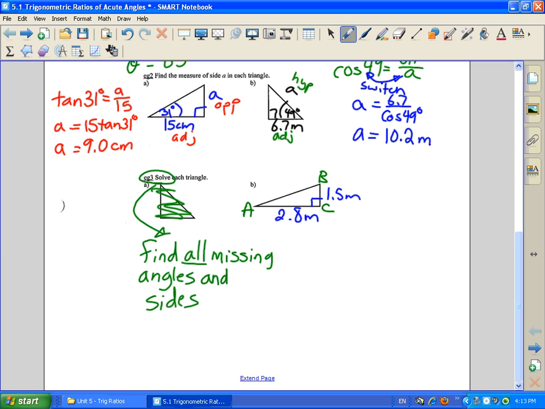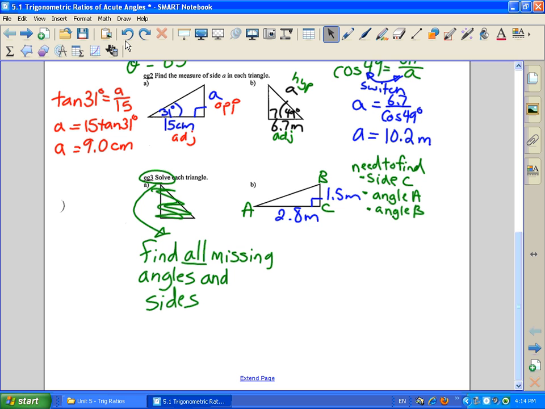Okay, so when we need to solve this triangle, what do we need to find? We need to find side C, so we need... my fault. Let me just erase that. Okay, so we need to find several things. We need to find side C. We need to find angle A. And we need to find angle B.